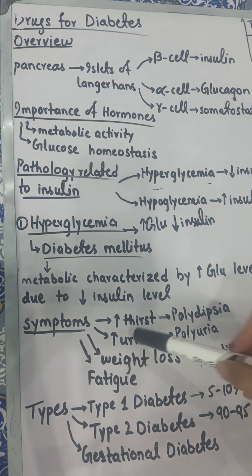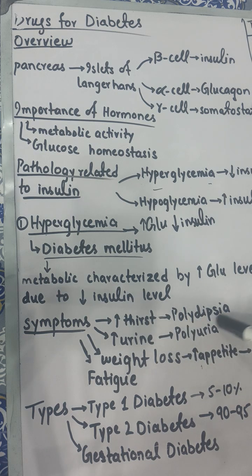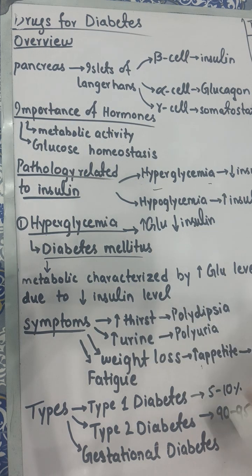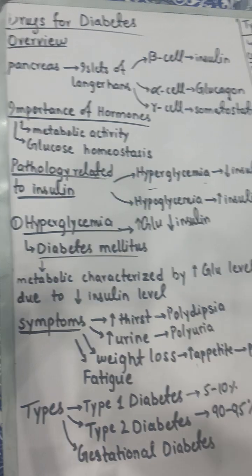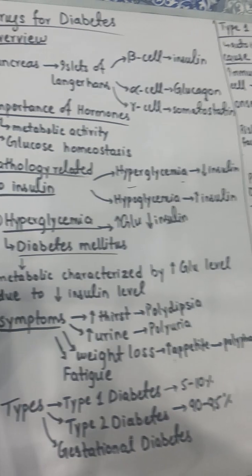insulin level. What are the symptoms? Thirst increases, which is called polydipsia. Dipsia means thirst, and there is an increase in urine, which is called polyuria. Poly means many and uria means urine, meaning a high level of urine. You also face weight loss, and you also face an increase in the appetite. This case is called polyphagia, increase in the appetite.